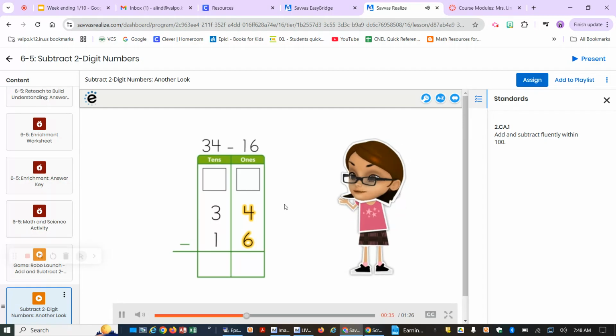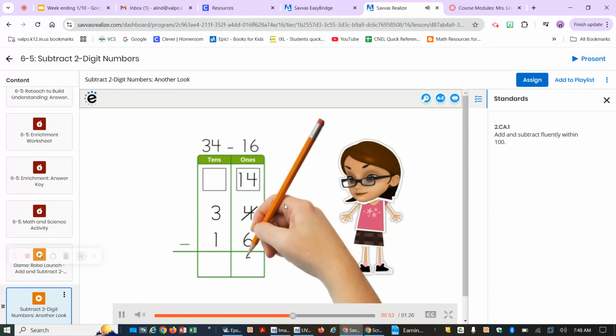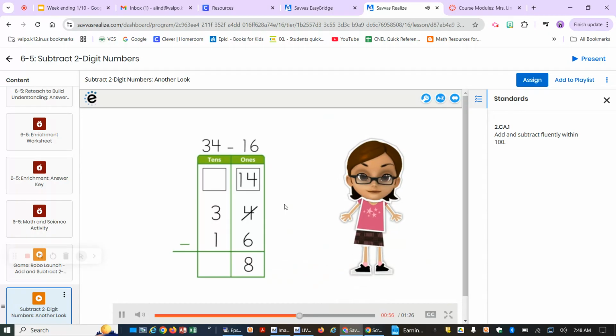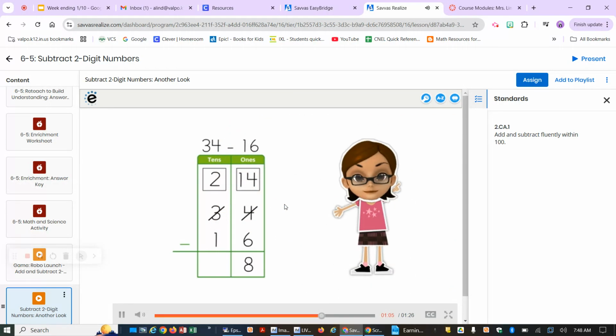4 minus 6 equals... I can't subtract this. I don't have enough ones. So we have to regroup 1 ten as 10 ones. Mark out the 4 in the ones column and write 14. 14 minus 6 equals 8. We'll write 8 at the bottom of the ones column. And since we regrouped, we'll mark out the 3 in the tens place and write a 2. 2 tens minus 1 ten equals 1 ten. So 1 ten and 8 ones is 18, which means 34 minus 16 equals 18.